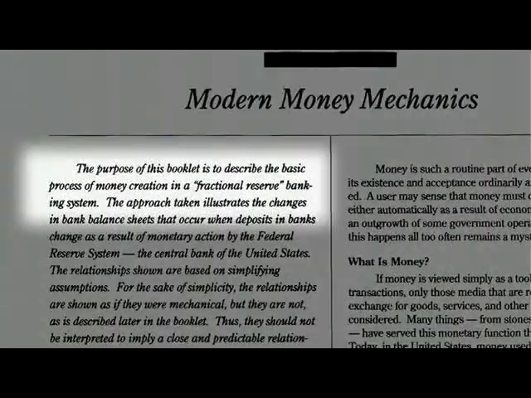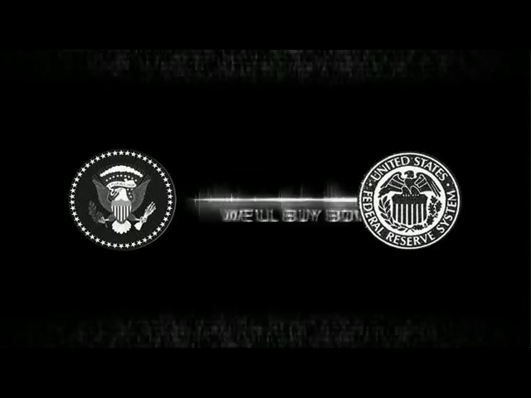The purpose of this booklet is to describe the basic process of money creation in a fractional reserve banking system. It then proceeds to describe this fractional reserve process through various banking terminology, a translation of which goes something like this. The United States government decides it needs some money, so it calls up the Federal Reserve and requests, say, $10 billion. The Fed replies, saying, sure, we'll buy $10 billion in government bonds from you.